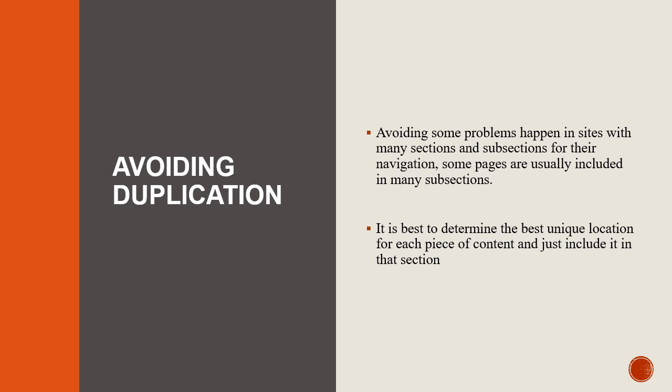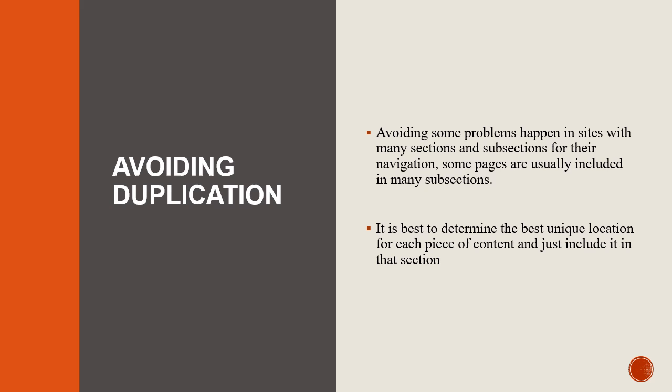The problem with information architecture that often arises is the duplication of the links in the web page. The sites have many sections and subsections for their navigation. Some pages are usually included in many subsections. This usually happens because the site's authors want to ensure that information is available everywhere it may be relevant, but the result is that it becomes confusing when the pages match the structure of the web page.